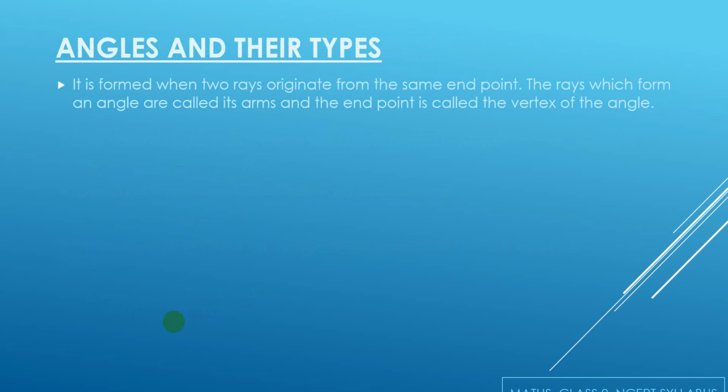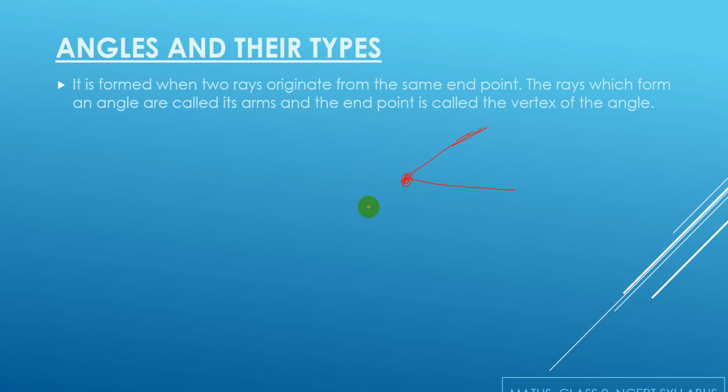Now coming to your angles. First, what are angles? Angles are formed when two rays originate from the same end point. That means if I have two rays, AB, and they have the same originating point, from this they are originating. So this forms an angle. And these two rays which form an angle are called the arms of the angle, and the origin point from where these two rays are originating is known as the vertex.